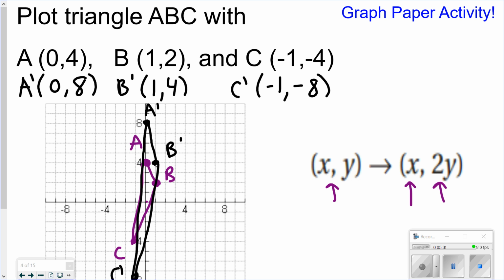I'm not good at drawing straight lines. So there we go. We can see that the purple triangle stretched to become the black triangle. And so this translation actually changed the size of our triangle.